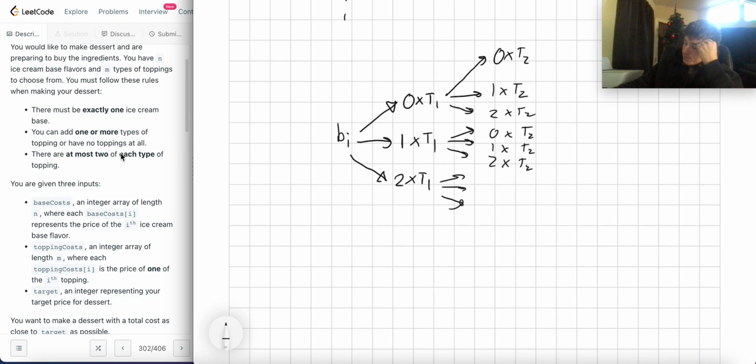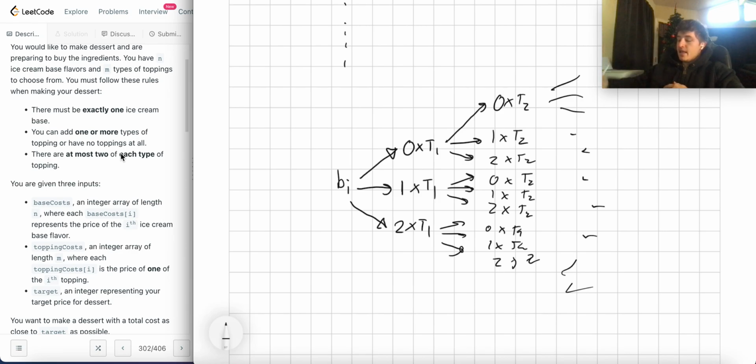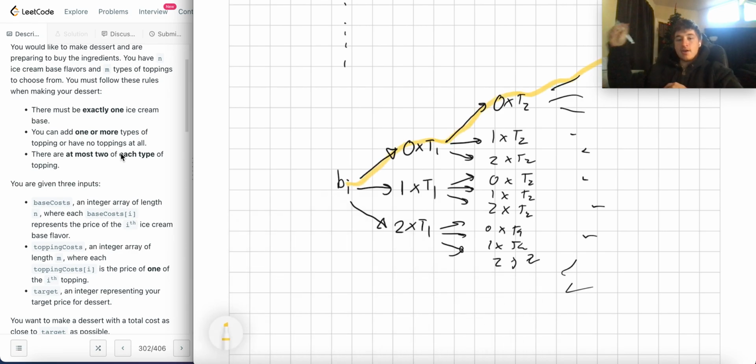Right, I could do 0 of the second topping. I could do 1 of the second topping. I could do 2 of the second topping. Or whatever. And then I just keep going down this path, right? And then when I get to the end of the system, if I summed up the cost of this path, that'll give me the cost of using that combination of toppings, right?